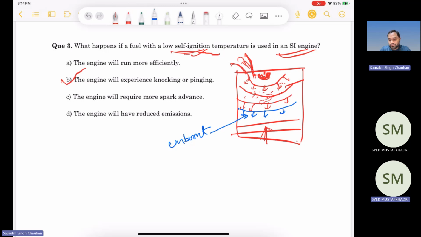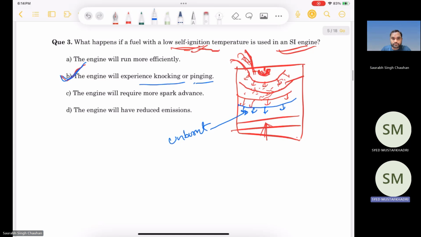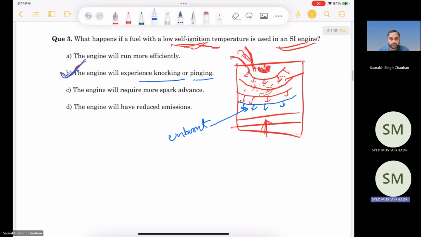So for this question, I hope that this is clear, and that you should be able to answer this question, right? The engine will experience knocking and pinging if the fuel has low self-ignition temperature. If there is any doubt, then you can ask, or we can move ahead.